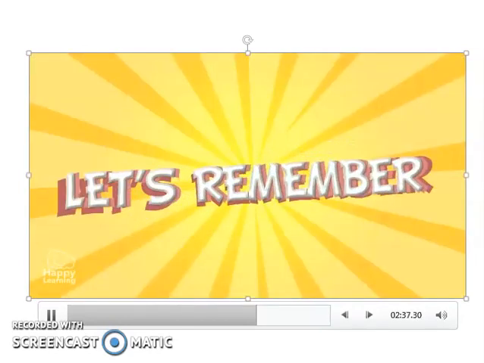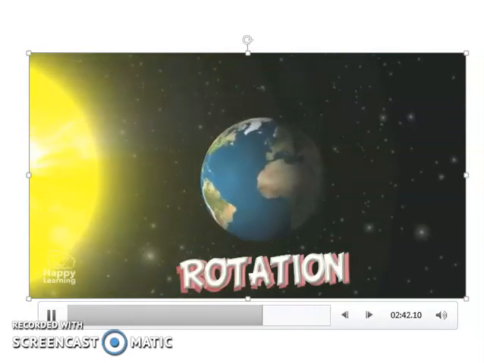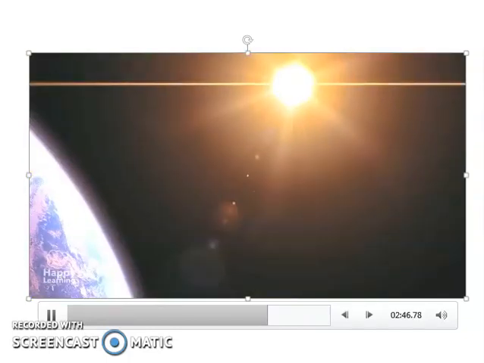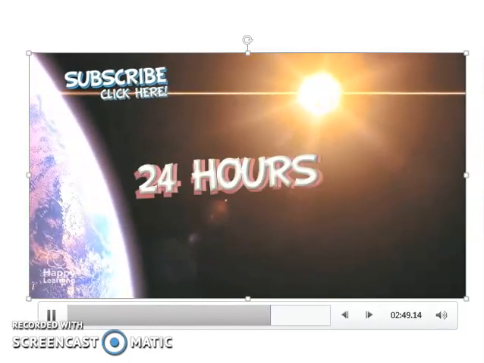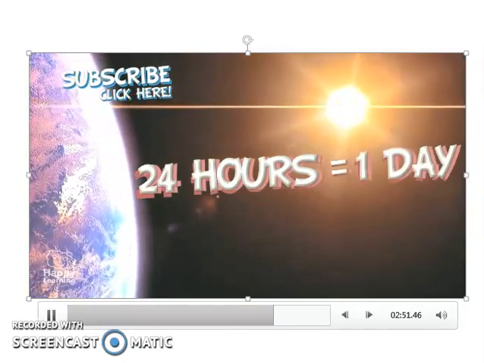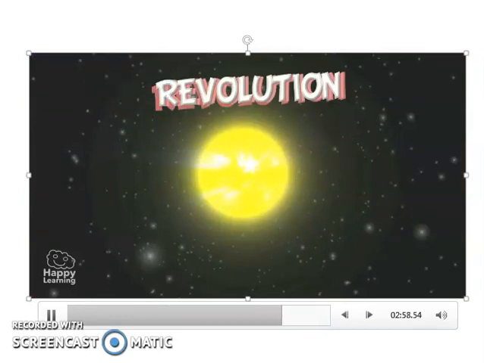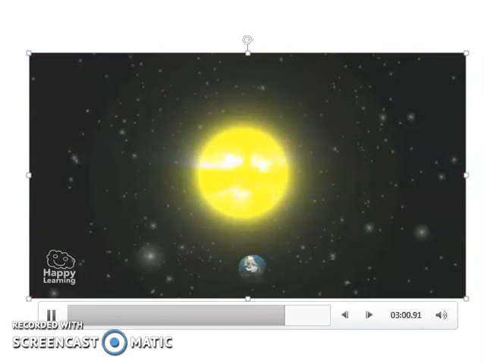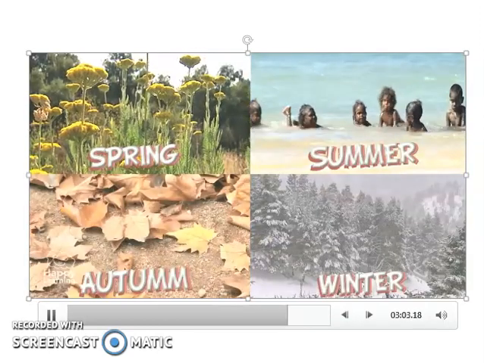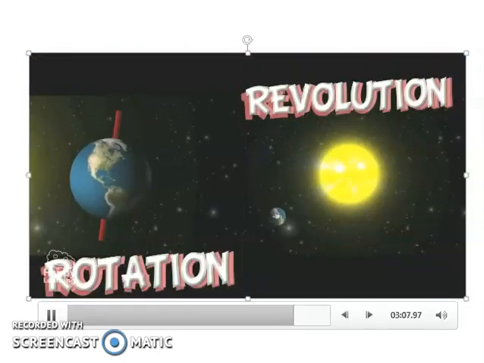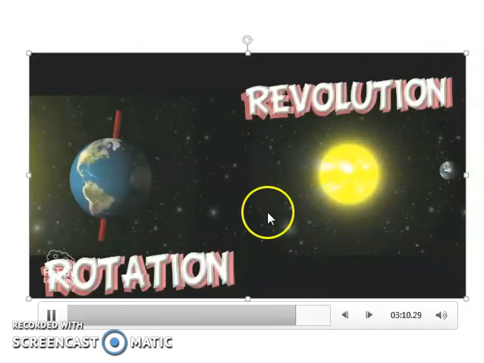So let's remember the two kinds of movement that the Earth makes. There is rotation, which is the Earth turning around itself, causing day and night, which lasts exactly 24 hours, the same as a whole day. And there is revolution, which is the Earth travelling around the Sun, which takes 365 days and causes the seasons. So now you know the movements of the Earth. Goodbye, everyone.